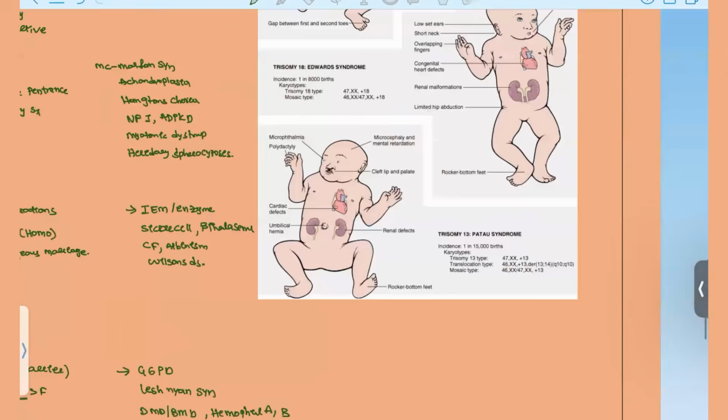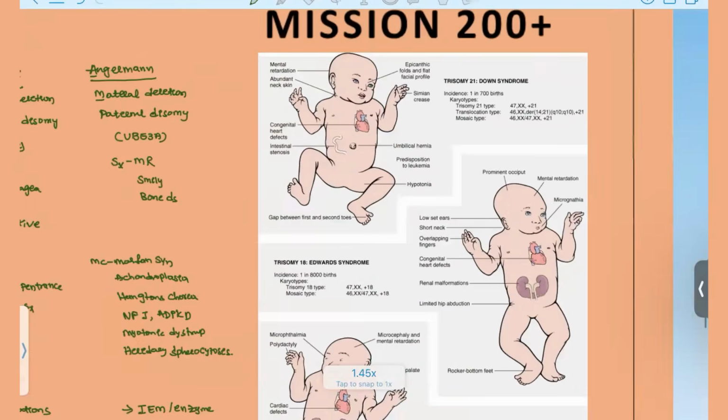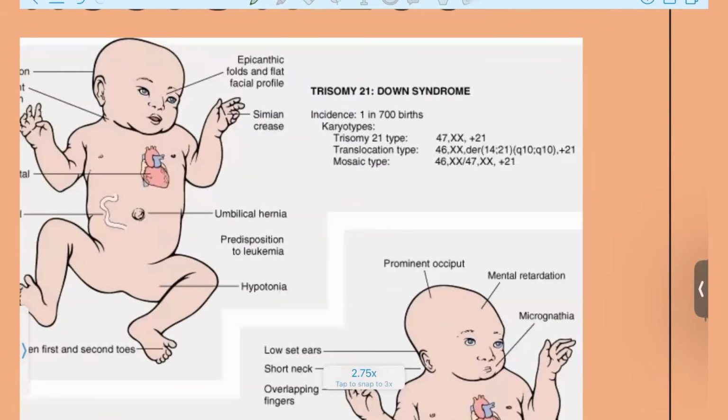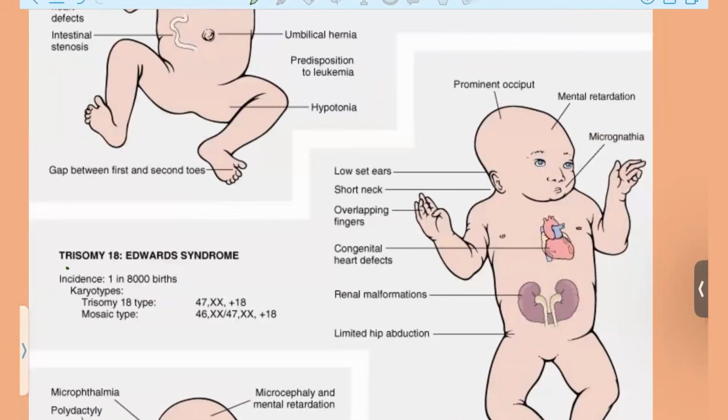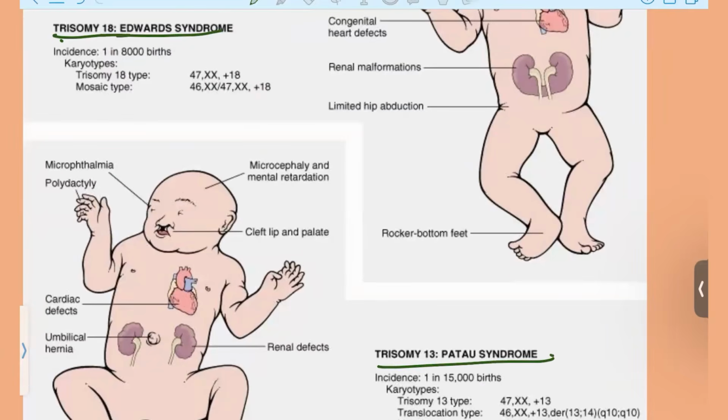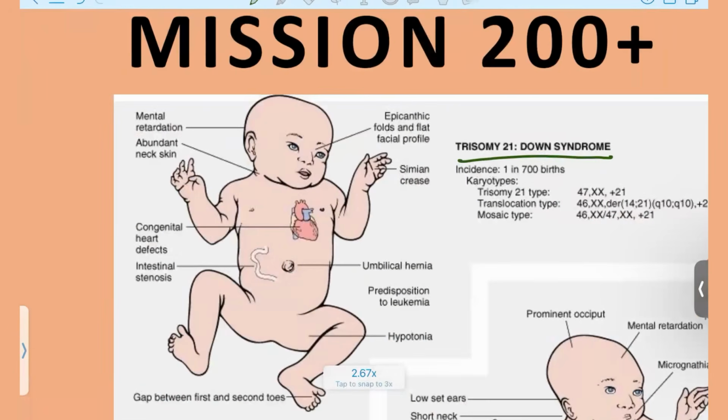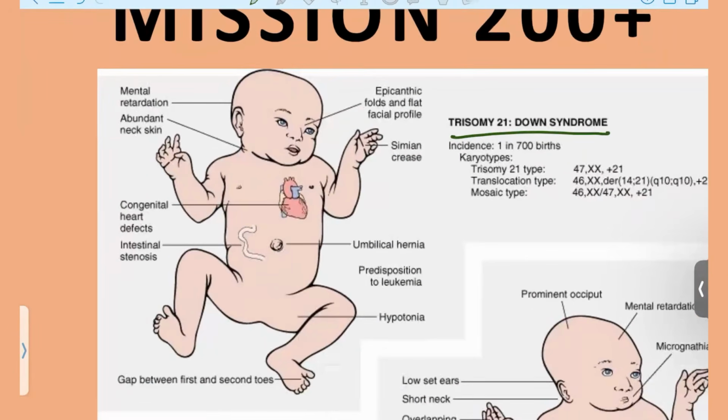Next, coming to the three most important, that is Down syndrome, trisomy 21, and Edward syndrome, E for Edward and E for 18, trisomy 18, and Patau syndrome, trisomy 13. Okay, these three are very, very important. What are the features that you have to remember? The features are most common.